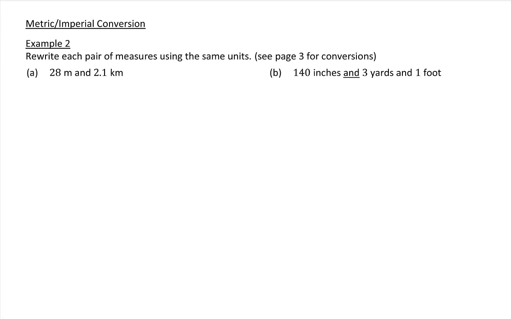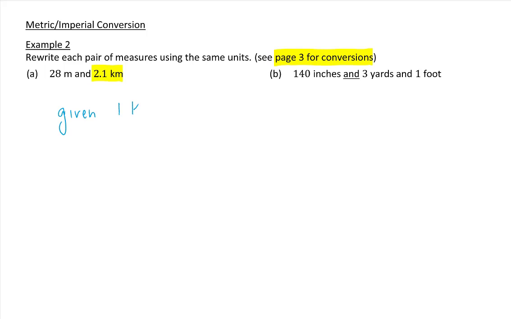So next is metric and imperial conversions. For this example, page 3 has the conversions that you're going to need. And for most questions in the homework, if there is a conversion required, the conversion factors will be included. For example 2, rewrite each pair of measures using the same units. So I have 28 meters and 2.1 kilometers. So let's say we pick kilometers and we want to convert them to meters. Looking at page 3, we'll see that we're given 1 kilometer is equal to 1,000 meters.